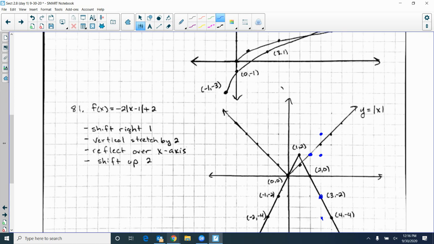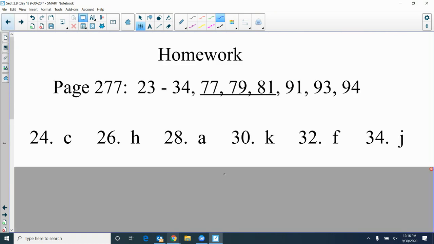Other questions on those? 94. Nathan Popio, what do you get for 94? I got negative absolute value 1/2 x minus 2, absolute value, minus 3. Like that? Yeah. Can we call it g of x or f of x? Sure. We got to give it a function name. Everybody needs a name.